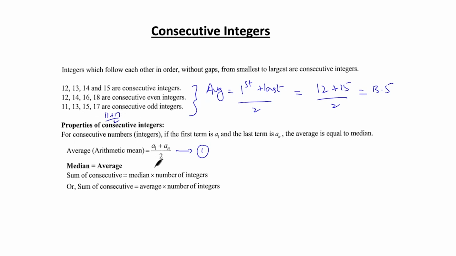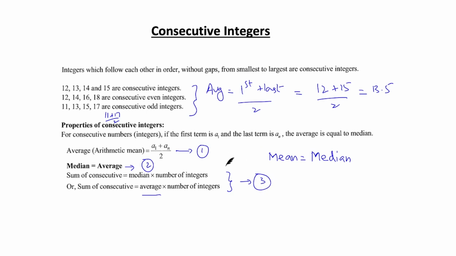The second most important thing that you need to remember is this. For a consecutive series, median equals average, mean equals median. For any consecutive series, please remember that the average is equal to the middle term. Mean equals median. This is the second thing that you need to remember. And the third is this, the sum. Sum of consecutive integers is basically average into number of integers, or median into number of integers, because mean equals median. So these are the three most important things you should remember whenever we are talking about consecutive integers.